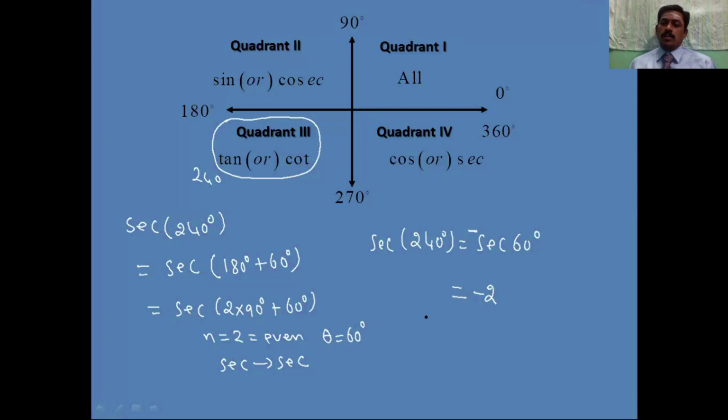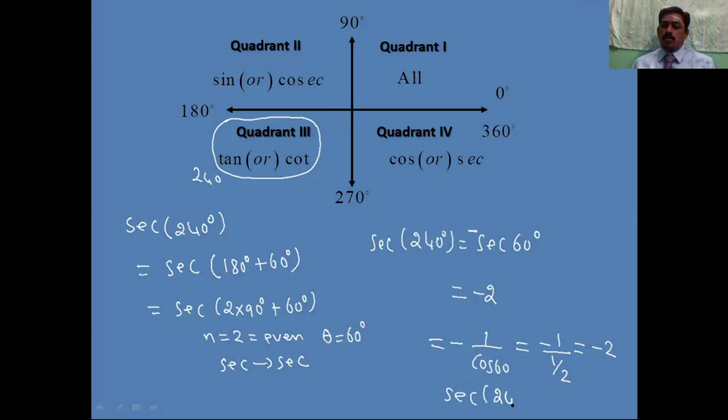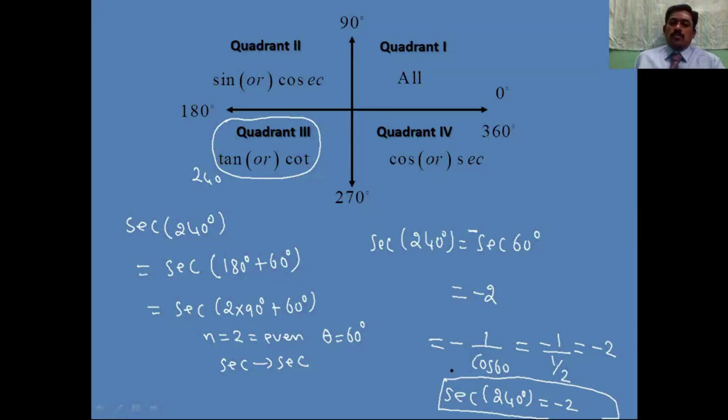If you are unable to recall secant 60, you can write secant 60 as 1 by cos 60. You can easily remember what cos 60 is. That is 1 by 2. Therefore, this 2 goes to the numerator, and we'll get minus 2. So secant of 240 degrees is minus 2. Like this, we can find the trigonometric function of any angle.